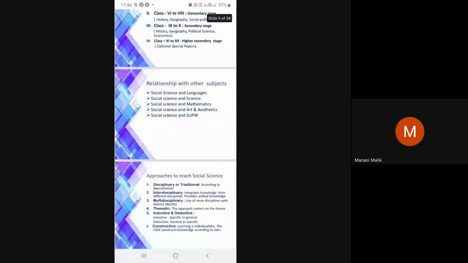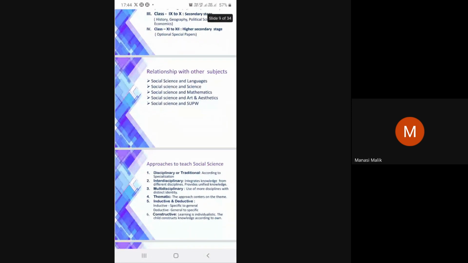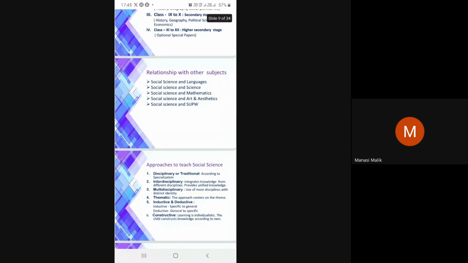Next we will come to the important aspect: approaches to teach social science. What are the different approaches by the help of which we can teach social science to our children? Here it is mentioned, and it is there in your module also. These approaches are the disciplinary approach, which is also known as the traditional approach, the interdisciplinary approach, multidisciplinary approach, thematic approach, inductive-deductive approach, and constructivist approach. These are the approaches mostly used at the time of teaching social science.